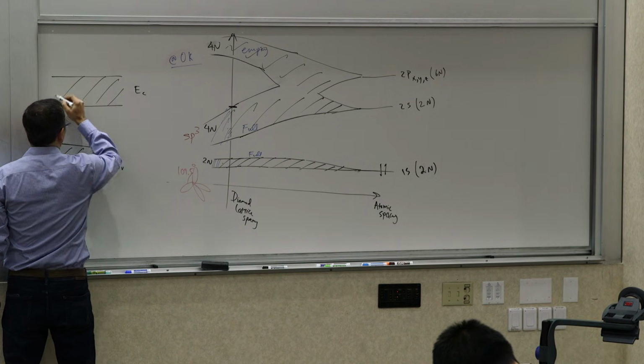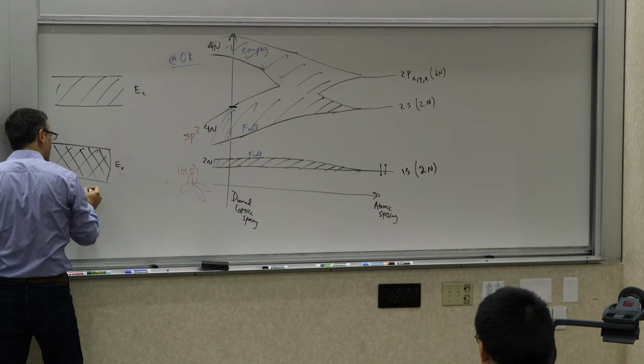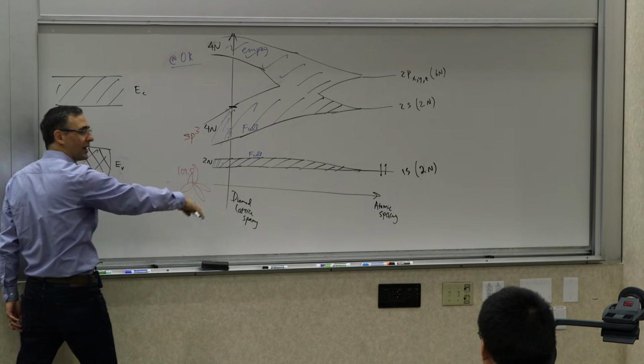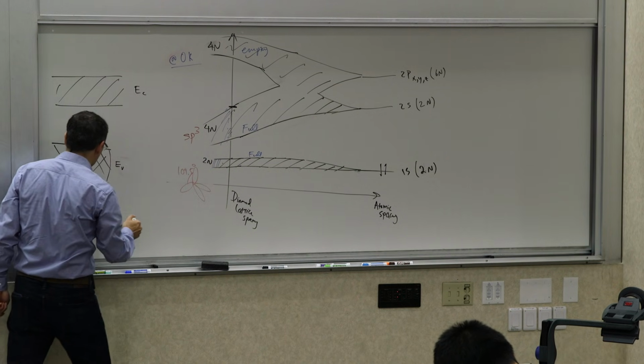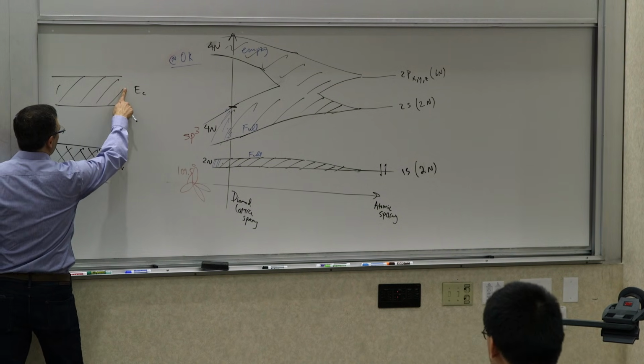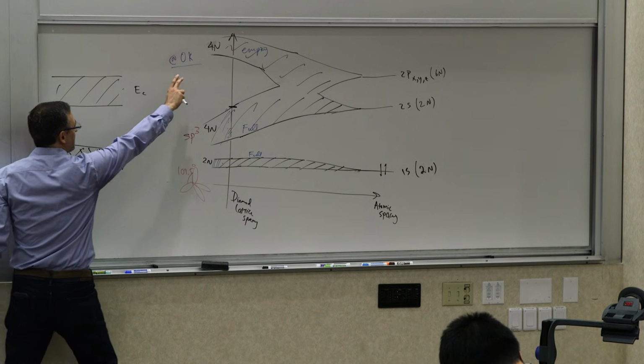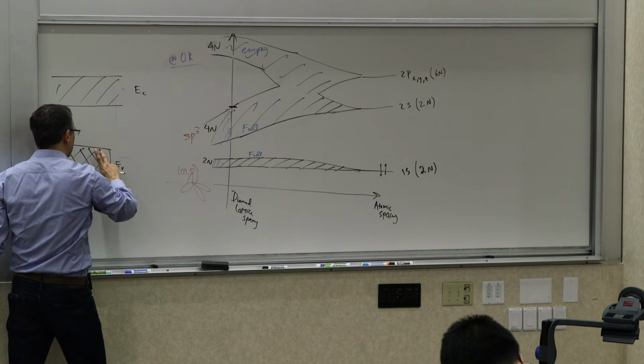Now, this one is completely full. And we don't worry about this because this is such a lower energy state. It requires a lot more energy to release electrons from here. So you have this one that's completely empty, this band, and this band that's completely full.